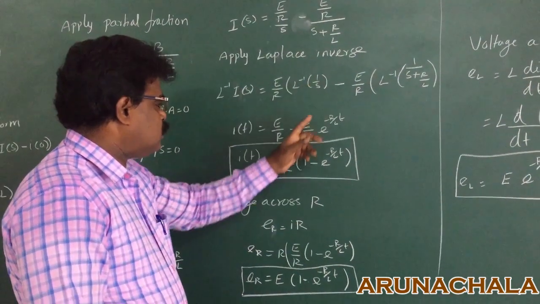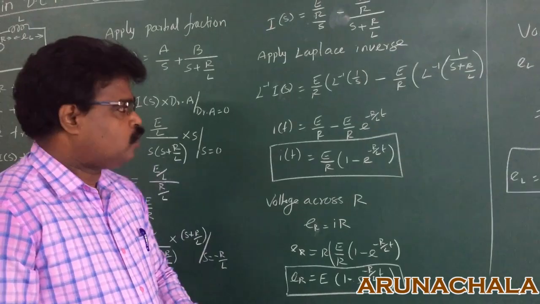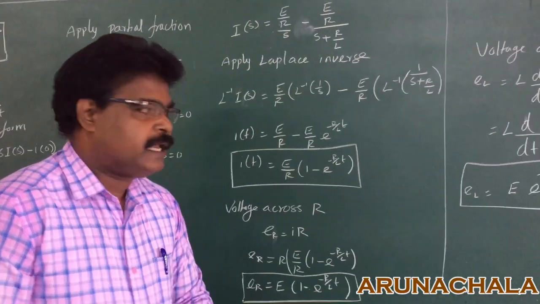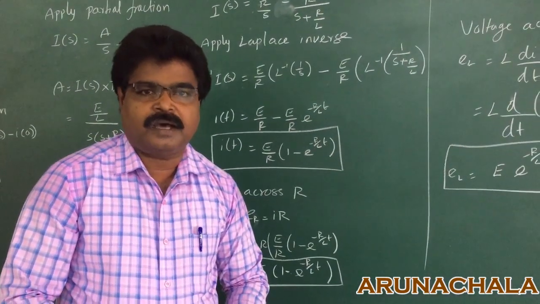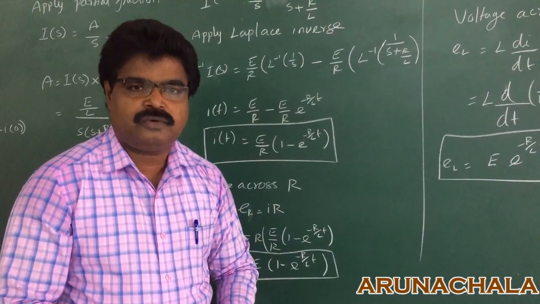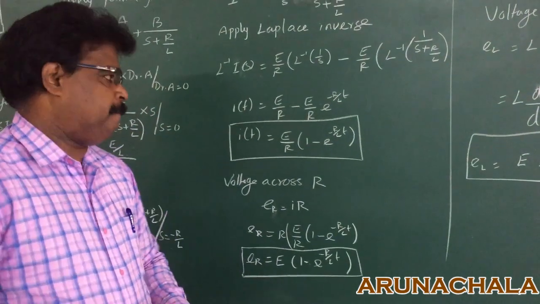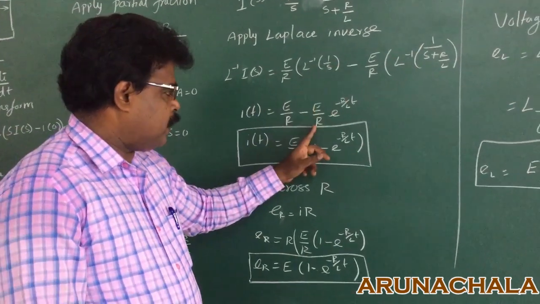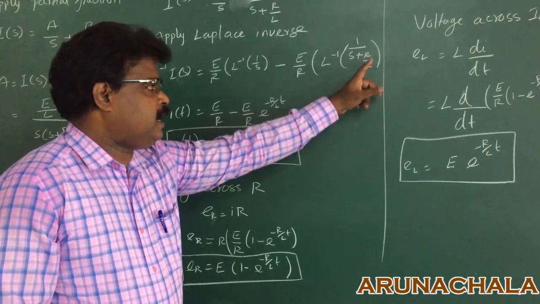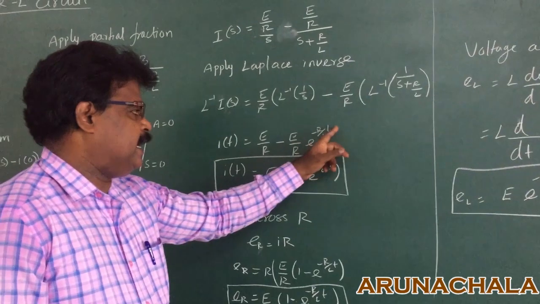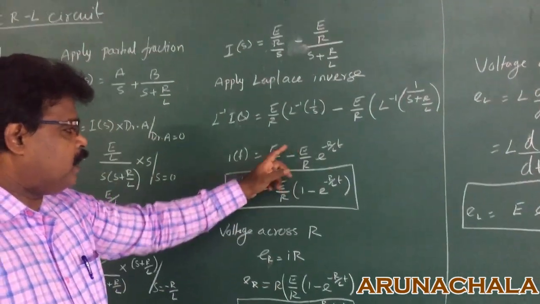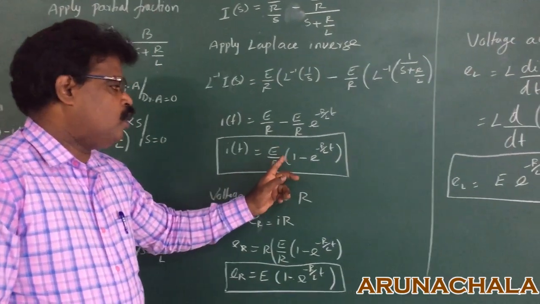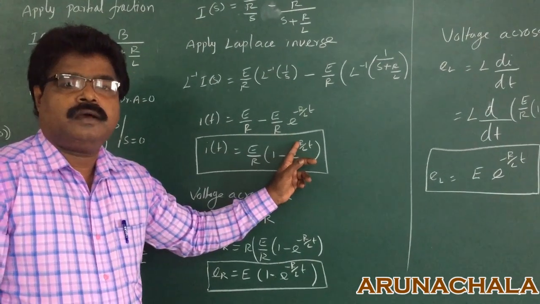Here Laplace inverse of 1 by s is what? 1. And the Laplace inverse of 1 by s plus a is e power minus at. That's the formula. So it is e by r minus e by r into e power minus at, where here a is r by l. So e power minus r by l into t. So e by r is common. Taking it outside, I of t is equal to e by r into 1 minus e power minus r by l into t.